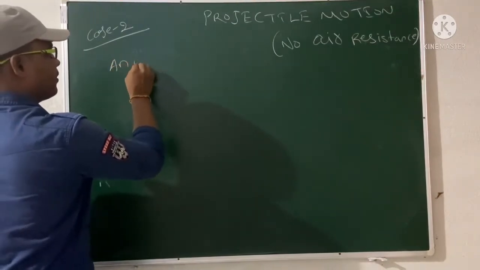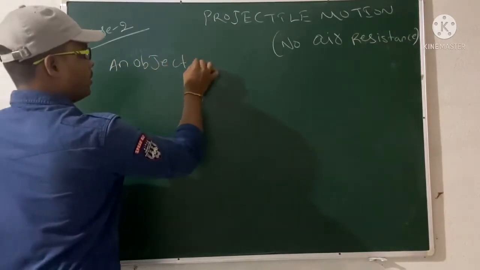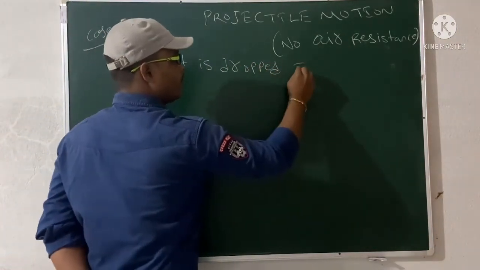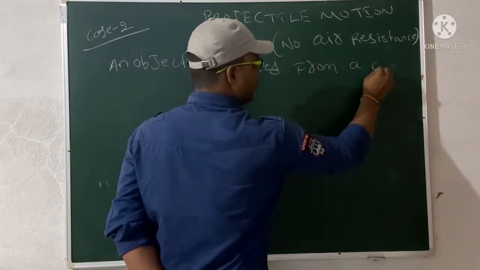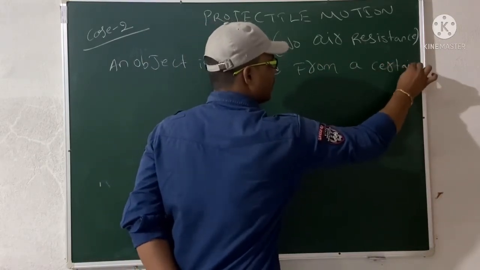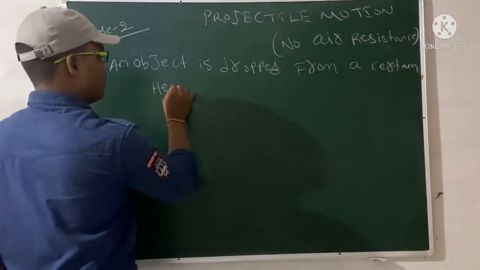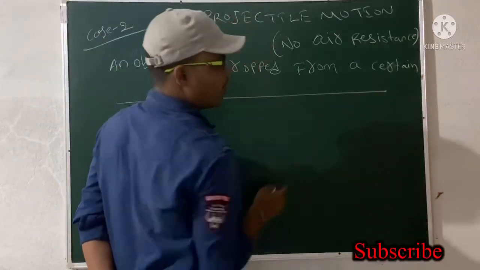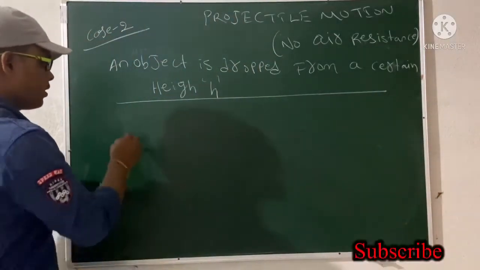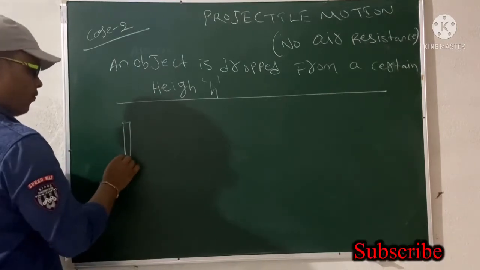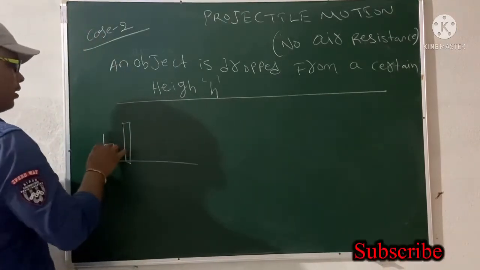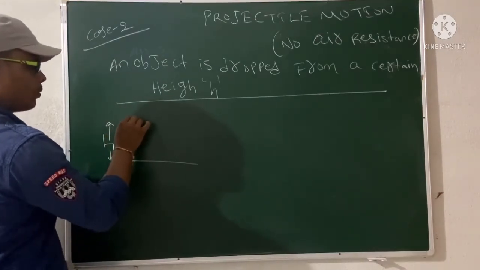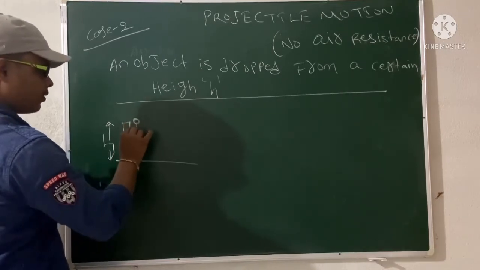Now an object is dropped from a certain height h. Okay, so an object is dropped from a certain height h. That means we have a wall like this. So the wall height is h, and an object is dropped from this, downward.